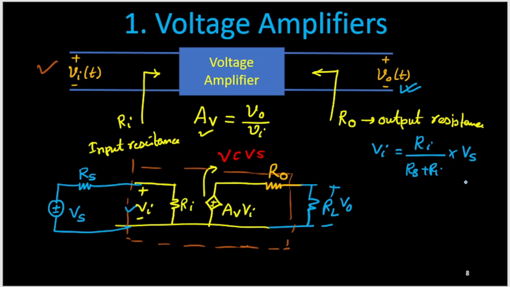That's simple. And the same thing we can do for the output side. So what is the voltage Vo? The voltage Vo will be simply the voltage across RL. Now the source is AV times Vi, which is the input voltage for this network. So to get the voltage across RL, we need to consider RL upon the total resistance, Ro plus RL, times the supply voltage, in this case AV times Vi.